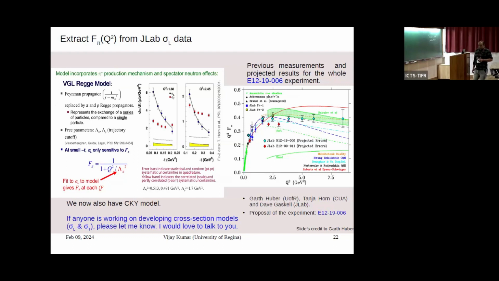So next thing, the form factor. We extract the form factor when we finalize the longitudinal cross section. Earlier they had only one VGL model, and from this VGL model they fit the model, and from fitting the model they got a free parameter. This VGL model has only one free parameter, and then they extracted the form factor. So first I will extract the form factor at my kinematics from this model, and now we also have another model called the CKY model.